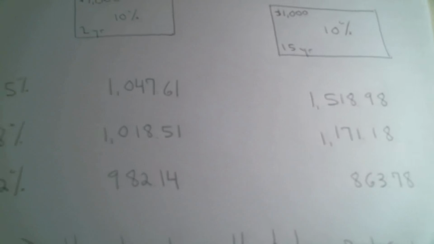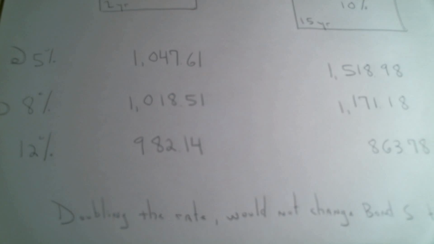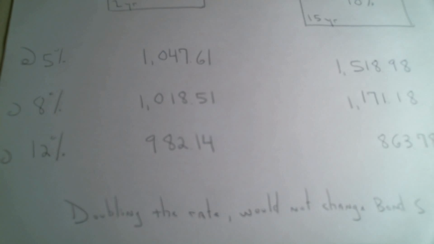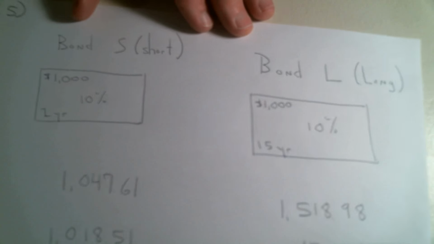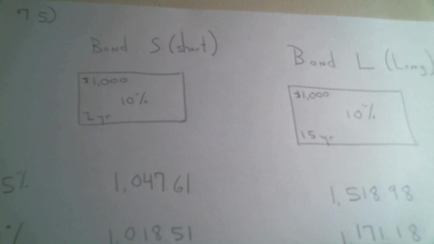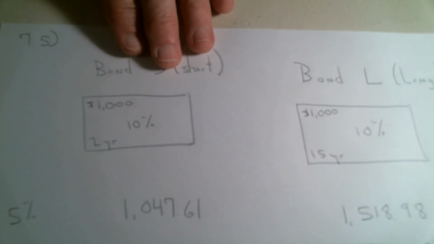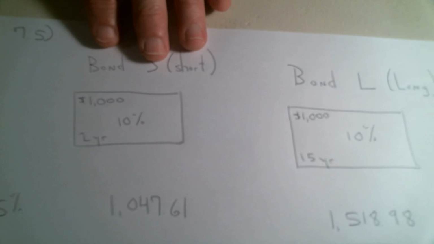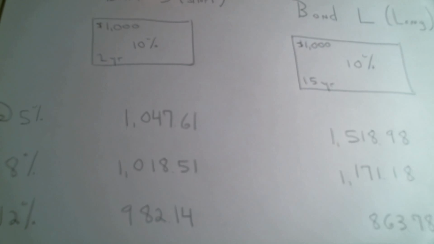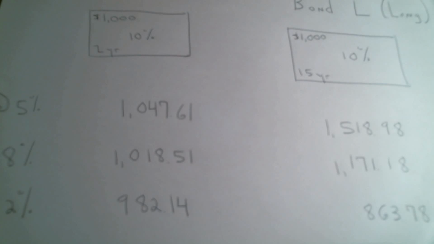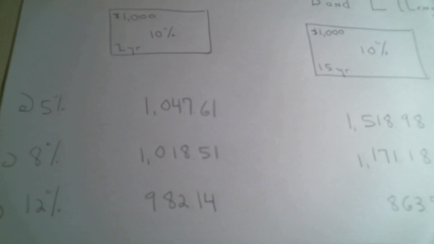And basically, doubling the rate doesn't really matter for the short bond because it doesn't have time to compound. So again, 7.5, bond S short, bond L long. Okay, that's the setup. We're looking at the price at 3 points, 5, 8, and 12%.